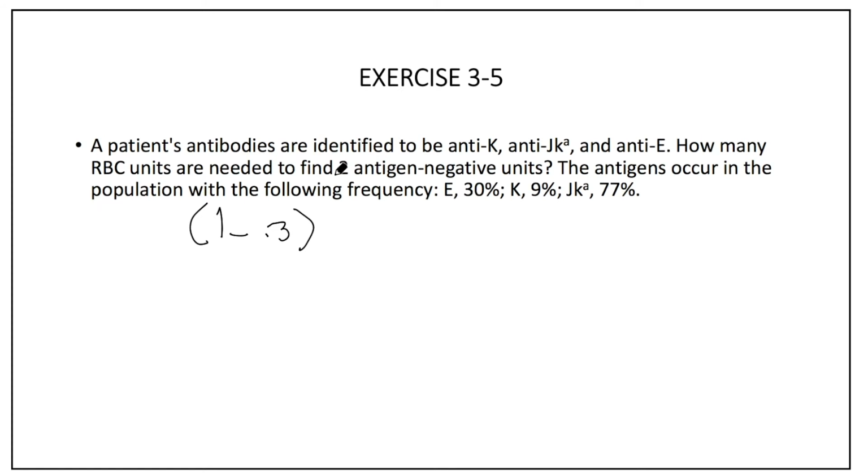Then we also need to find the percentage for anti-K. So that would be 1 minus 0.09. And then anti-JKA would be 1 minus 0.77. And that's going to give your percentage of the units available that would be negative for E, K, and JKA.